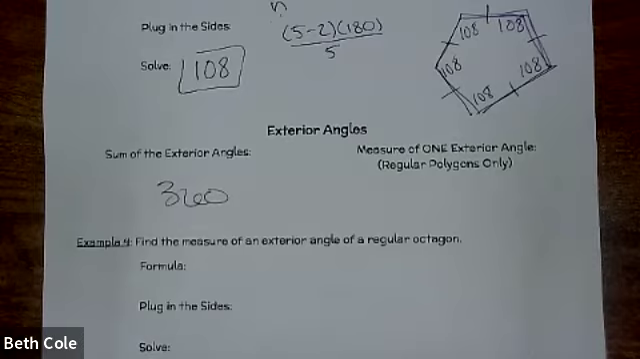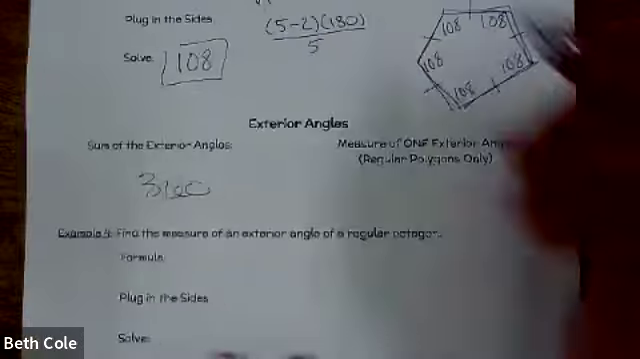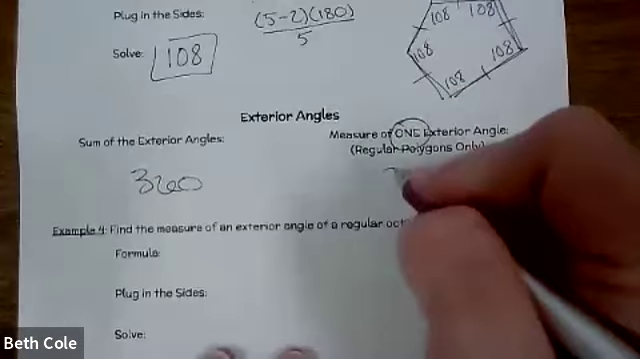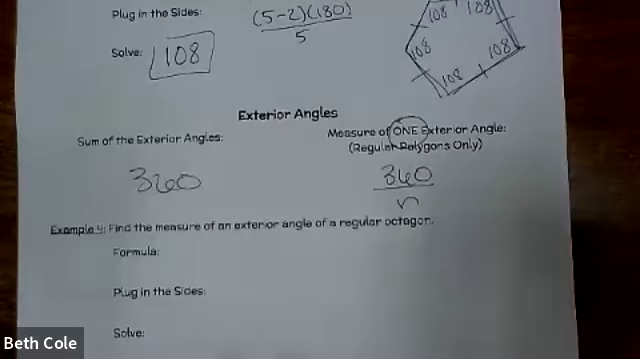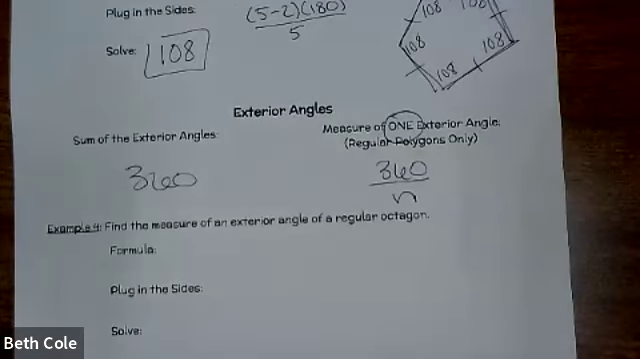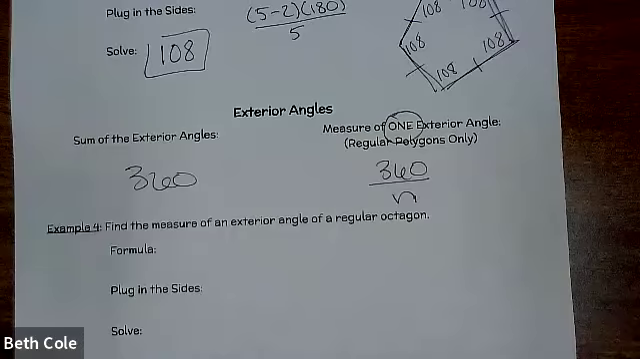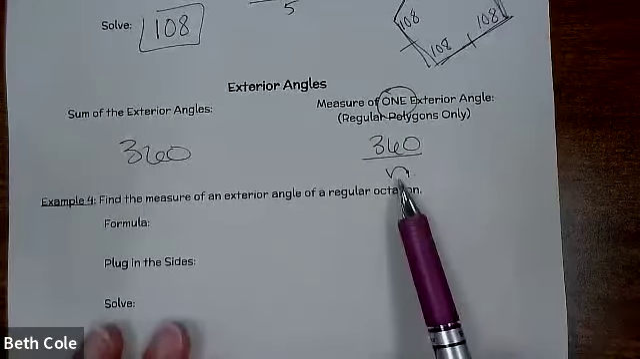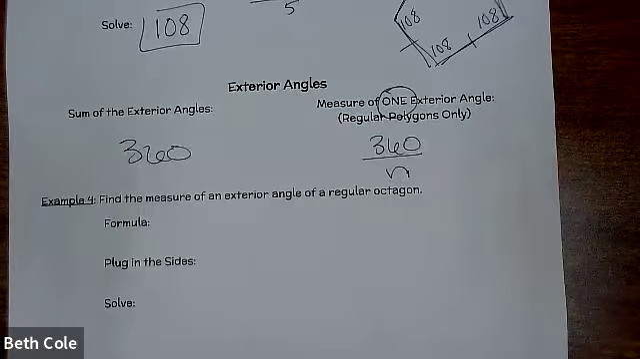I know. It's like, all right, now if you only want one, you're going to take that 360 and divide it by how many sides you have. So you're going to divide it by n. You're just going to split it into n equal parts. The answer just is 360. There's not even a formula. Now, if you only want one of them, you just divide by how many sides you've got.